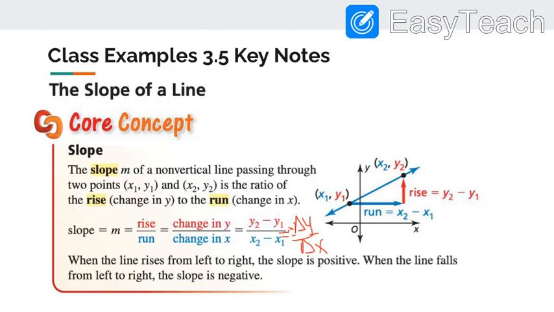The big concept here at the bottom, so I'm going to highlight this: we always read lines left to right. So if it rises, it's going to be positive. If it falls, then it's going to be negative. But again, we always read lines left to right.